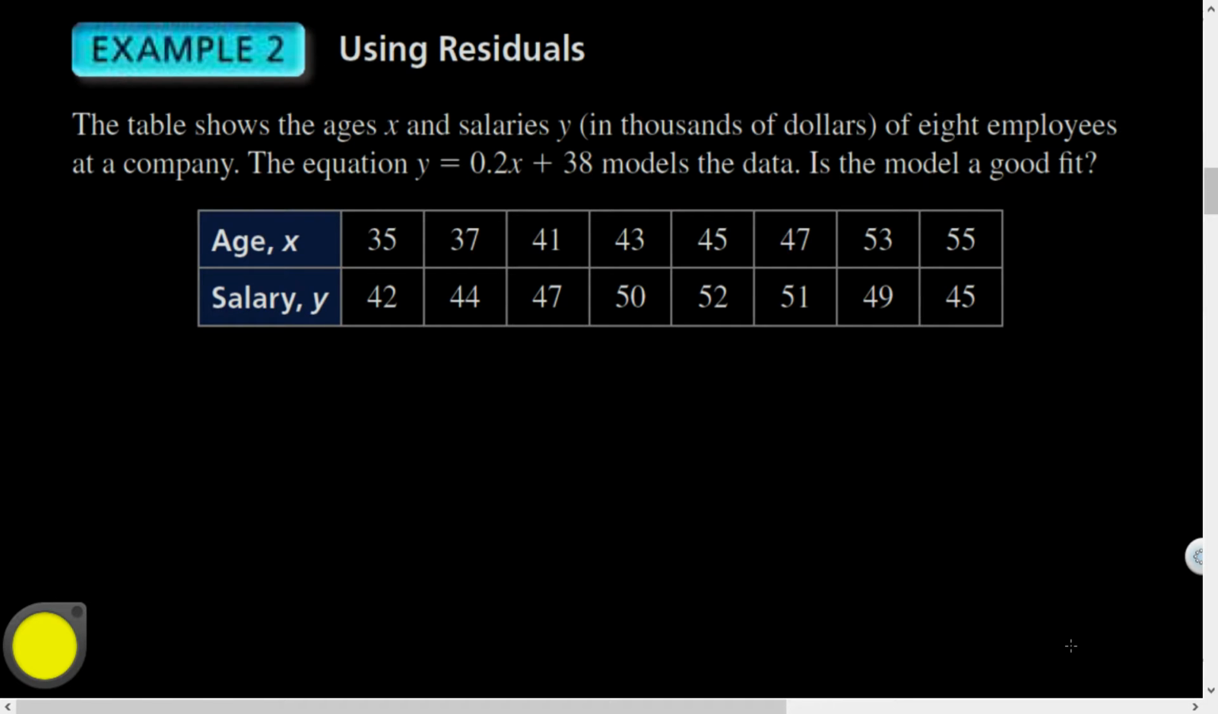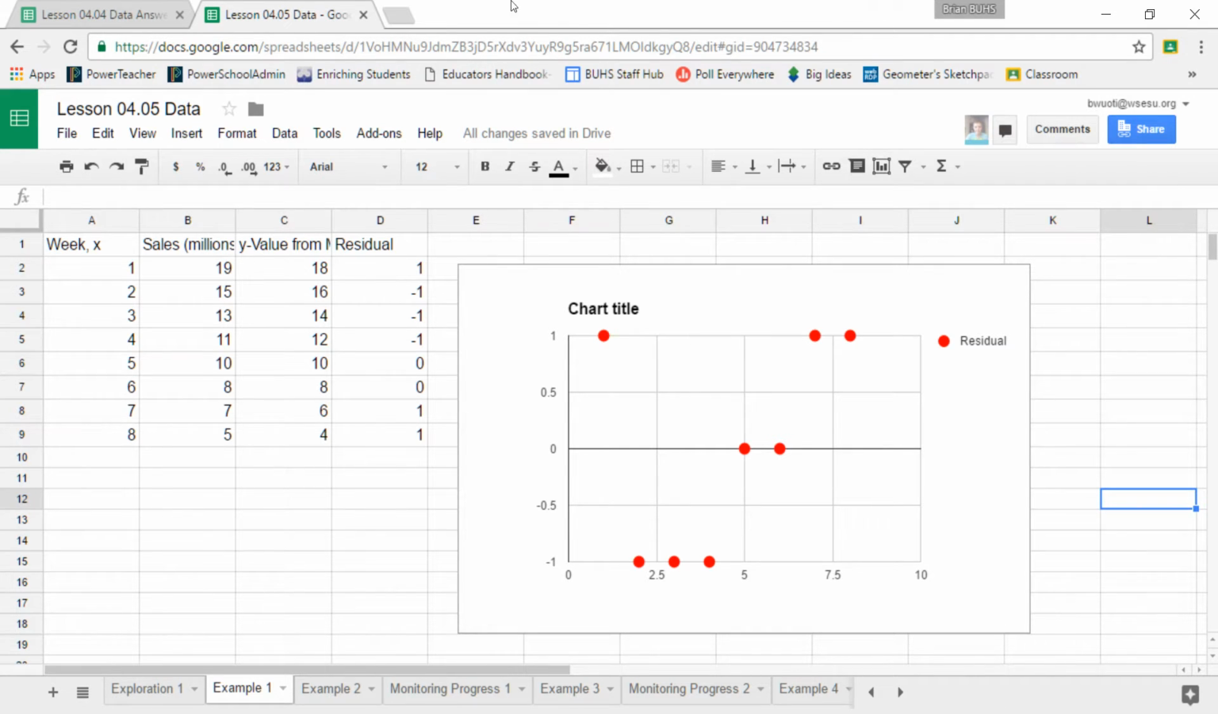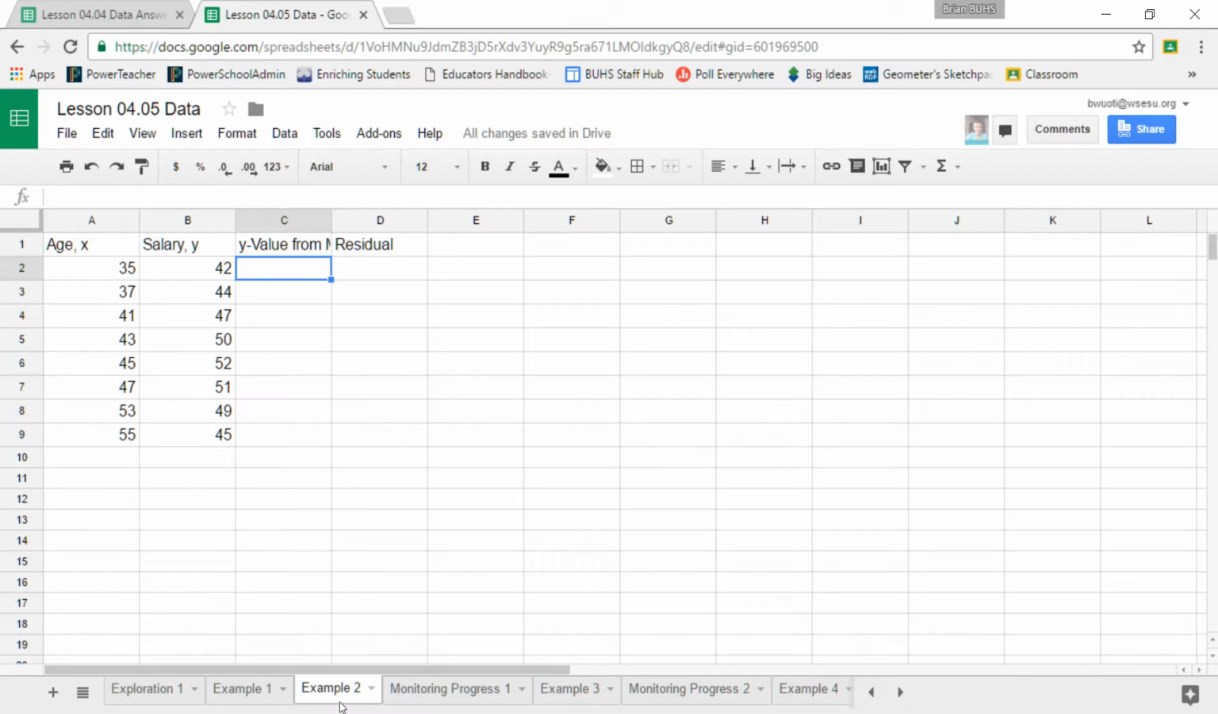It says the table shows the ages x and salaries y in thousands of dollars of 8 employees at a company. The equation y equals 0.2x plus 38 models the data. Is the model a good fit? Let's switch over to our spreadsheet. I'm going to click down on example 2. Hey, there's that same data.